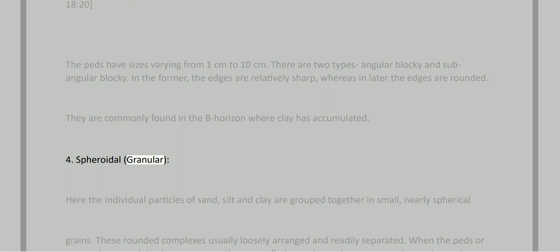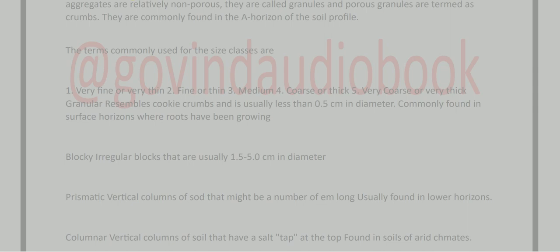4. Spheroidal. Granular. Here the individual particles of sand, silt and clay are grouped together in small, nearly spherical grains. These rounded complexes are usually loosely arranged and readily separated. When the aggregates are relatively non-porous, they are called granules, and porous granules are termed crumbs. They are commonly found in the A horizon of the soil profile.